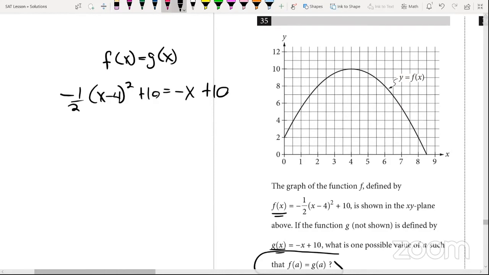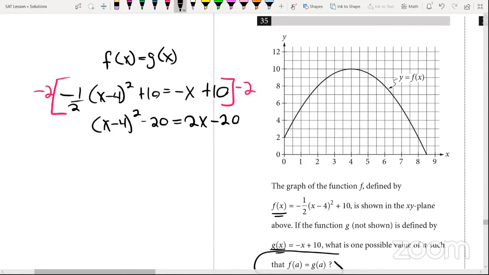Now we can multiply both sides by -2. And we get (x - 4) squared, because it'll cancel against the -1/2, plus -20 equals 2x - 20. So maybe we could have done this before, but with the 10s, you have 10 on both sides, they could just cancel. But we can do the same thing here. We have 20s and they just cancel. So (x - 4) squared now equals 2x.